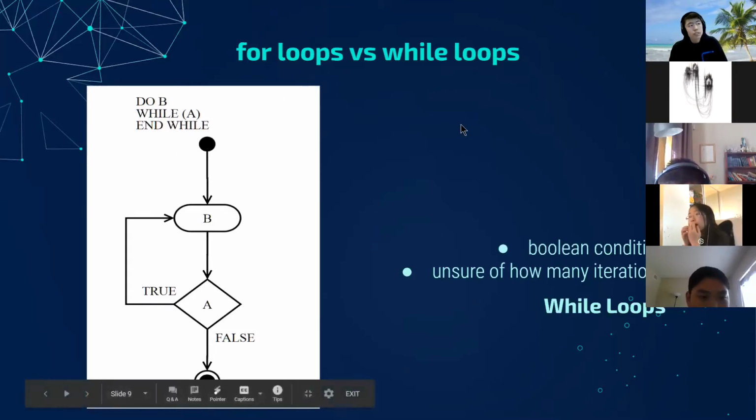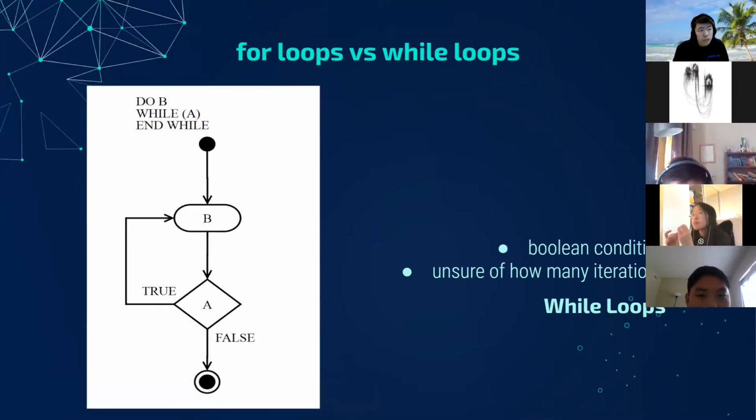So all you need to really know is that with a for loop, you know how many times you're going to be iterating, you know the amount of loops you're going to have. With a while loop, you're not too sure. Instead, you want to do something until some event happens, until some Boolean condition reaches true or false. If you have any questions, you guys can let me know.